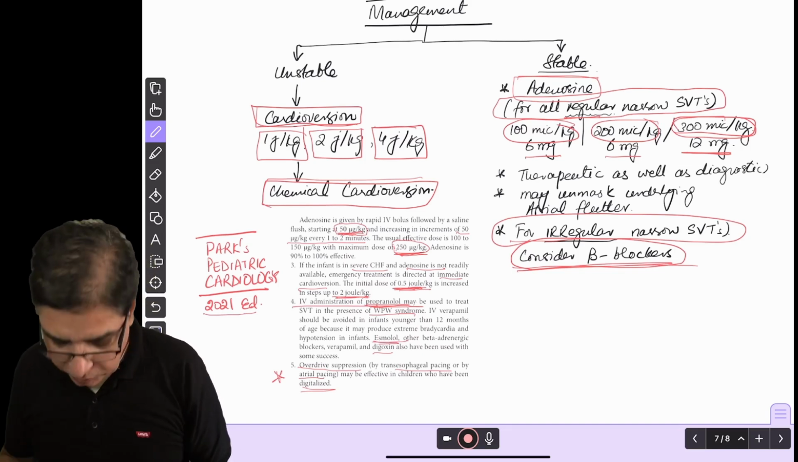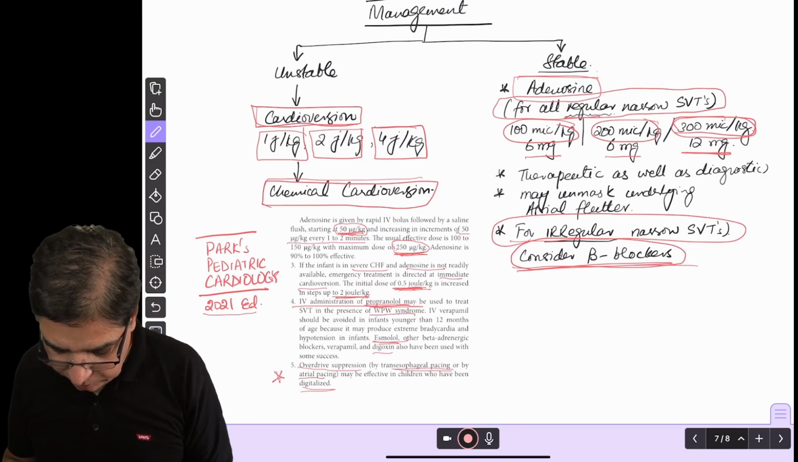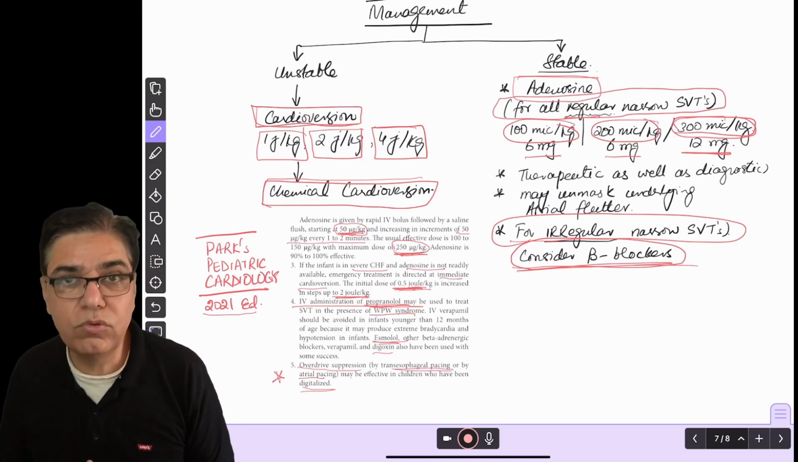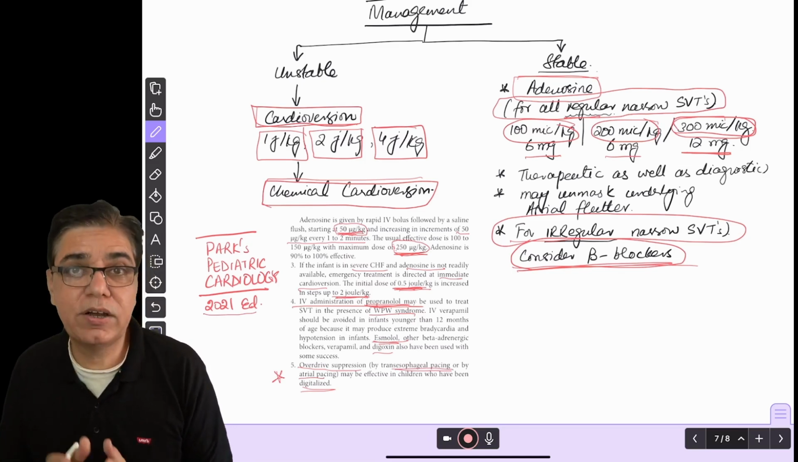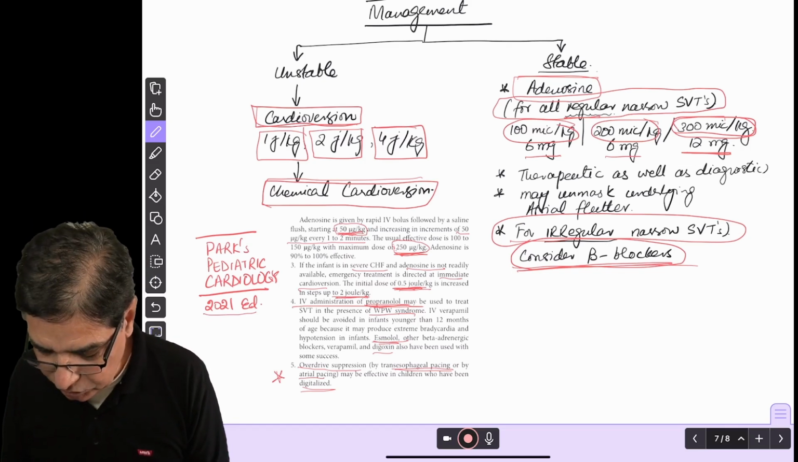And it also recommends, if everything else fails, transesophageal pacing in those children who have been digitalized, so that can also be used. So this is what Park's Pediatric Cardiology recommends for the treatment of SVTs in children.